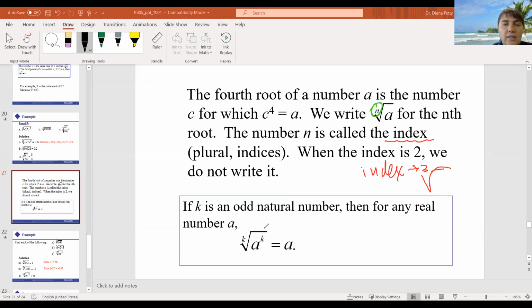So they're saying for any root, when this is k and this is k, the number just comes out without absolute value. Because this is the same thing as a to the power of k, the whole thing to the power of 1 over k. When you multiply them it's k times 1 over k, the k's cancel, and you just get a. Whenever the index is the same as the exponent inside, it cancels the radical. Beautiful.